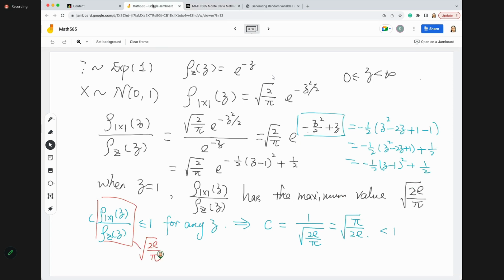So which means actually what I try to do is find the maximum value of this ratio and then figure out what is the largest c it can be. Because when we find the maximum value and c times that is still less than or equal to 1, then we don't need to worry about any other c value. So that's why c should be less than or equal to 1 over this 2e over pi. So we get root pi over 2e. That's the case. Okay, thank you.